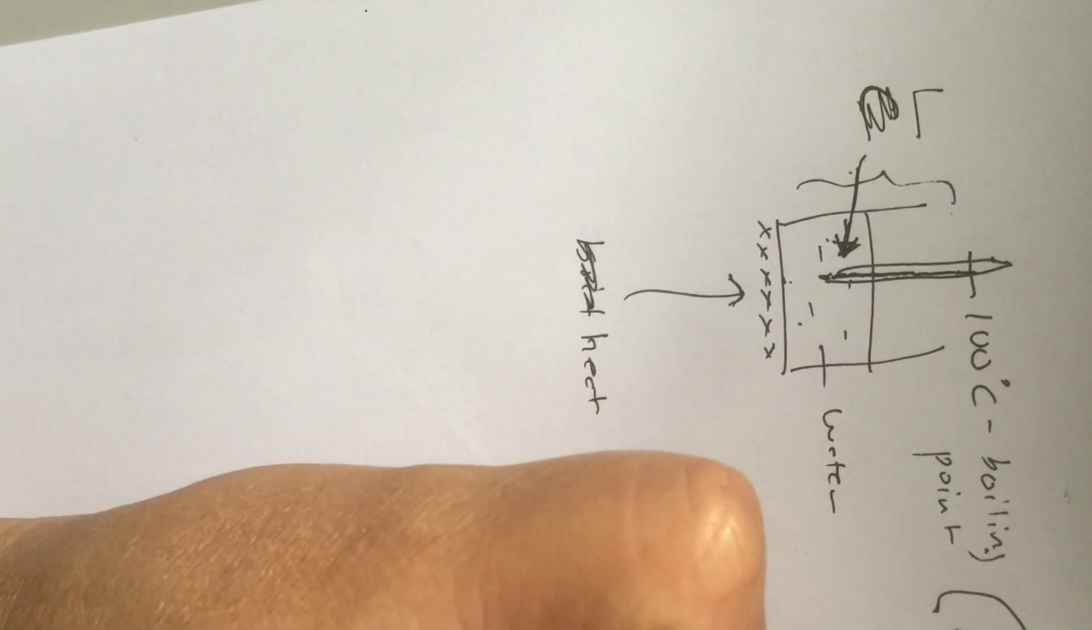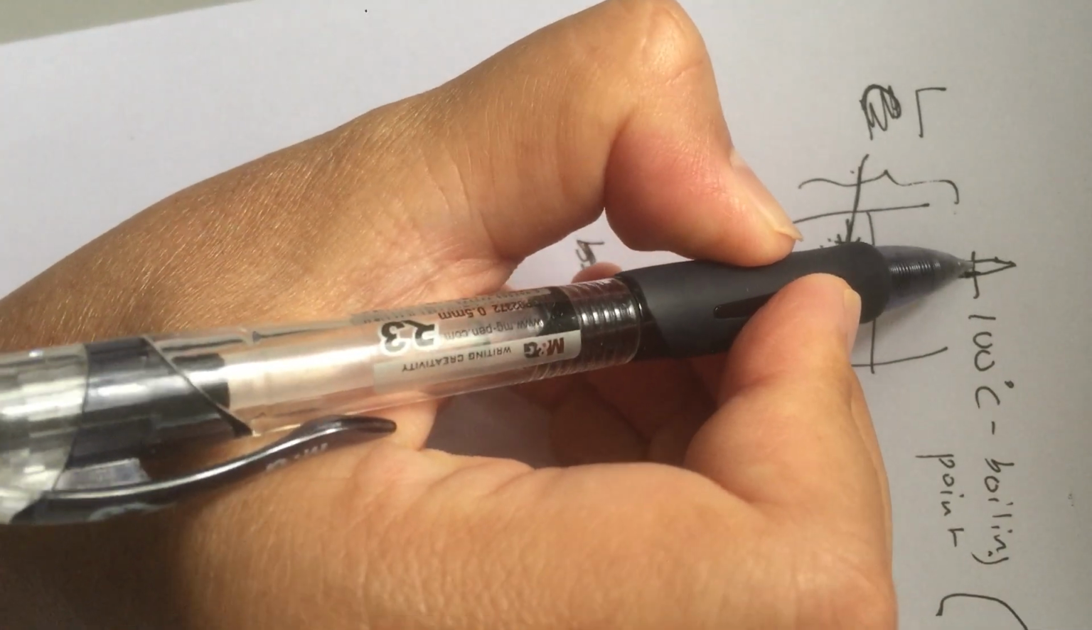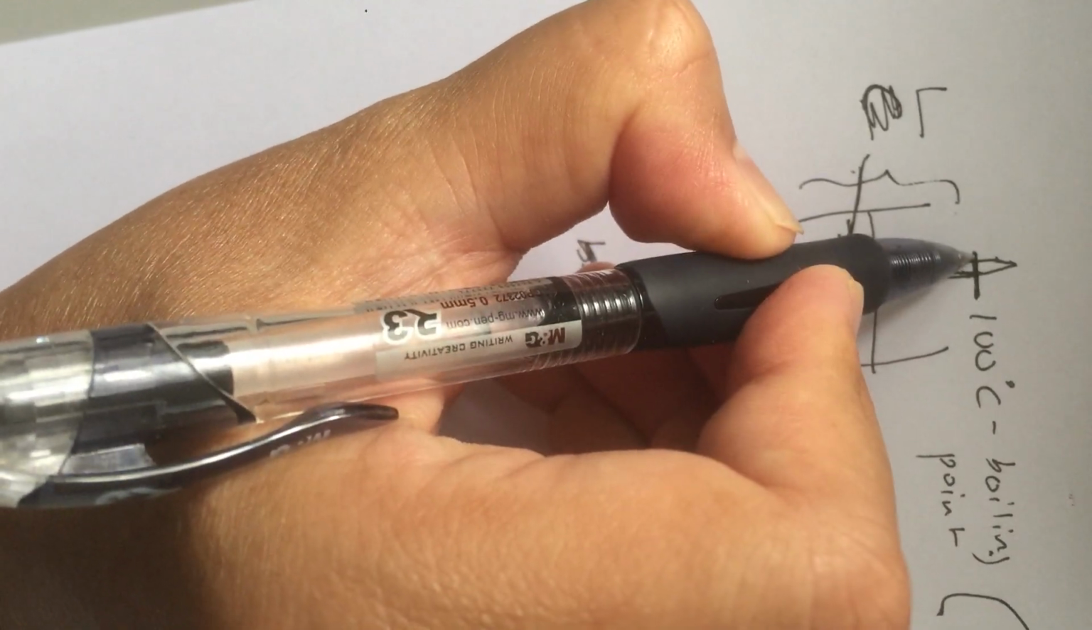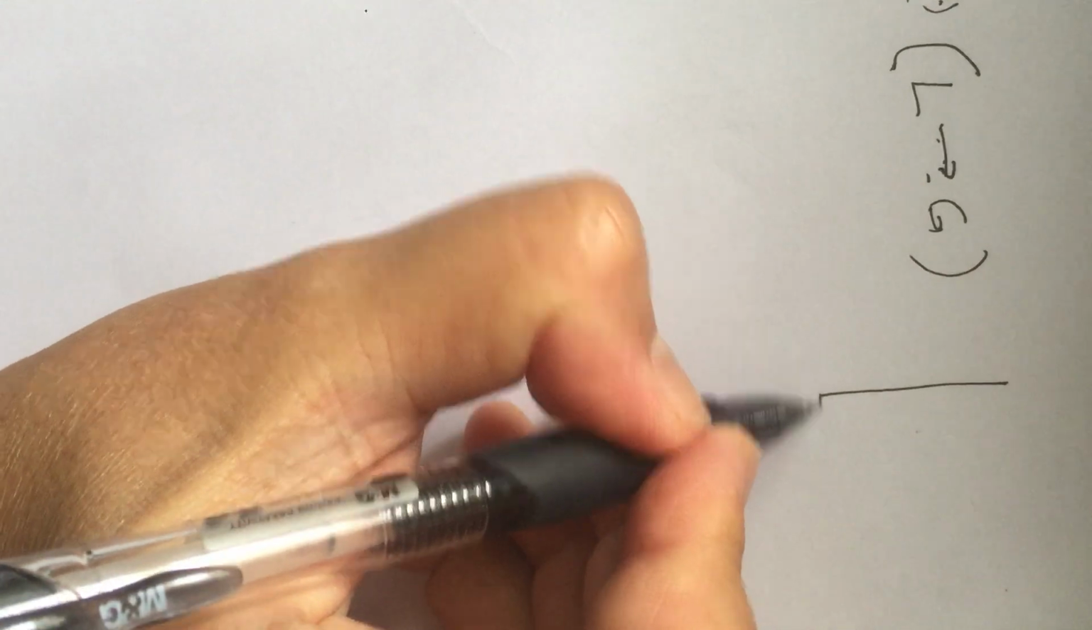So during this point, the heating still goes on, but what happened to the temperature? The temperature remained at 100 degrees Celsius. If I put it in the form of a graph, it'll be like this.